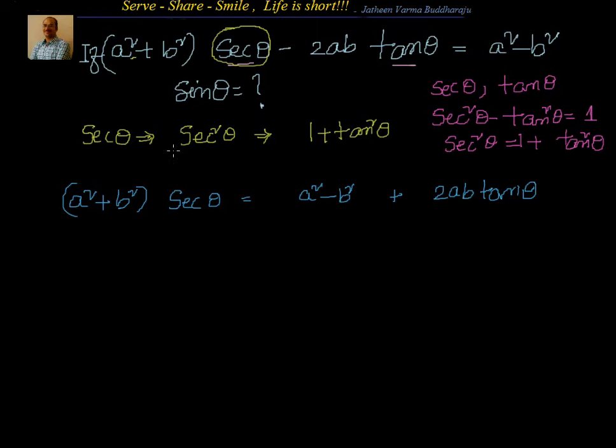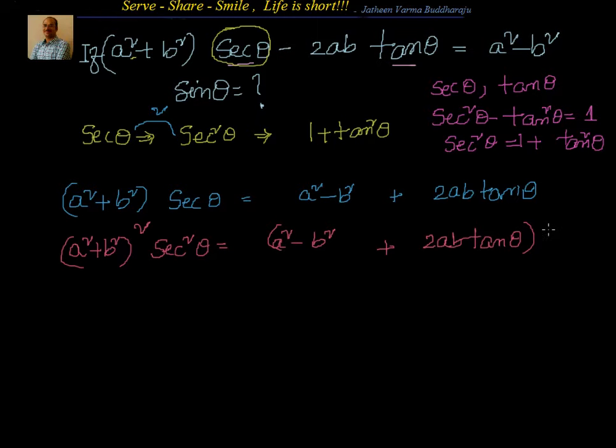Okay, now how to convert secant into secant square theta? You can do that only by squaring. So let us do square on both sides. If we square on both sides, what we will have? We will have (a square plus b square) whole square secant square theta is equal to (a square minus b square plus 2ab tan theta) whole square.